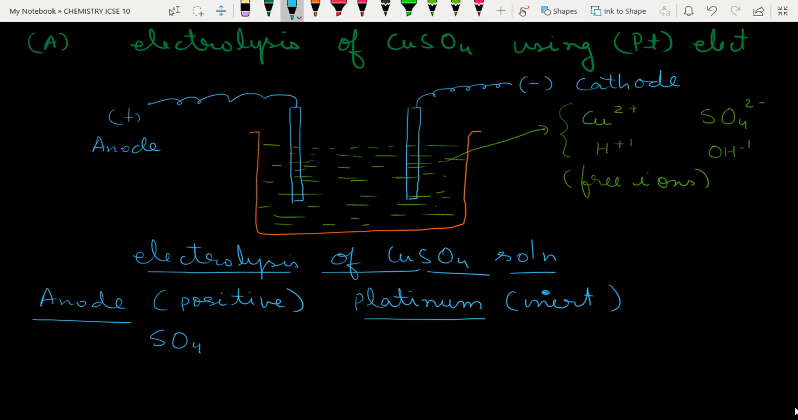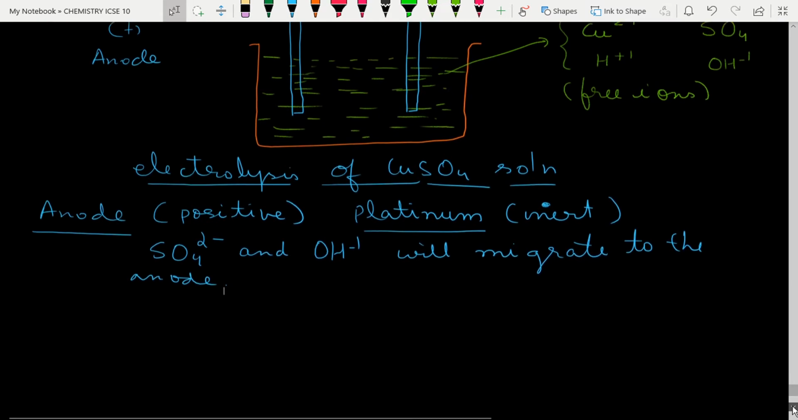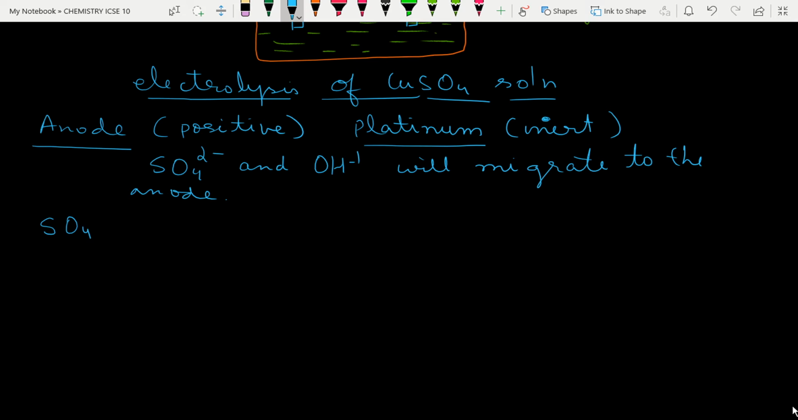So out of these, which will reach the anode? So sulfate ion and the hydroxide ion will migrate to the anode here. And there is a list of ions in the negative chemical series. We should see in this series there is a preferential discharge series. Sulfate is at the top and OH- is at the bottom, and in between we have NO3-, we have Cl-, etc, etc.